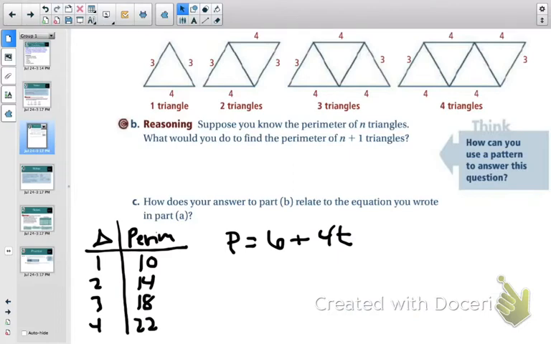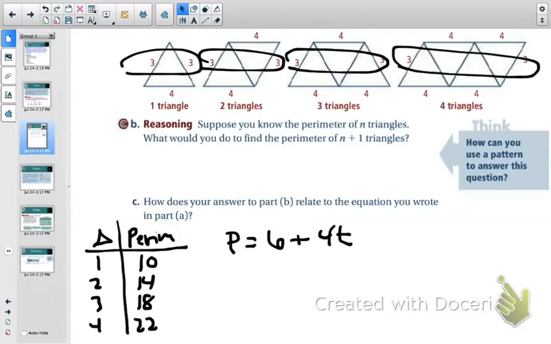Alright, welcome back. So here is my table. I've got my number of triangles on this side, 1, 2, 3, 4. My perimeter, 10, 14, 18, 22. So you can see the pattern, they're adding 4 each time. And here's my equation, perimeter equals 6 plus 4t. And it's 6 because these 3's here are constant in all of these. And you're just adding 4 depending on how many triangles you have.